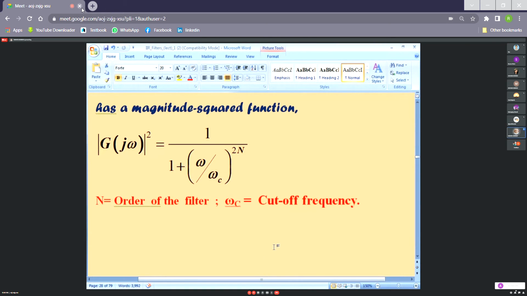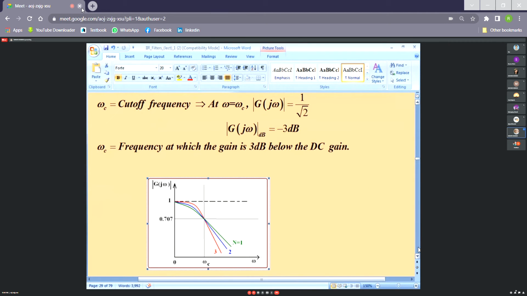For a high pass Butterworth filter, what will happen? In the low pass filter case, it is omega by omega c. But for high pass filter, it will simply be omega c by omega. This thing will get inverted. Low pass filter case, this is omega by omega c. For high pass filter, it will be omega c by omega. That will be the only difference. Anyway.